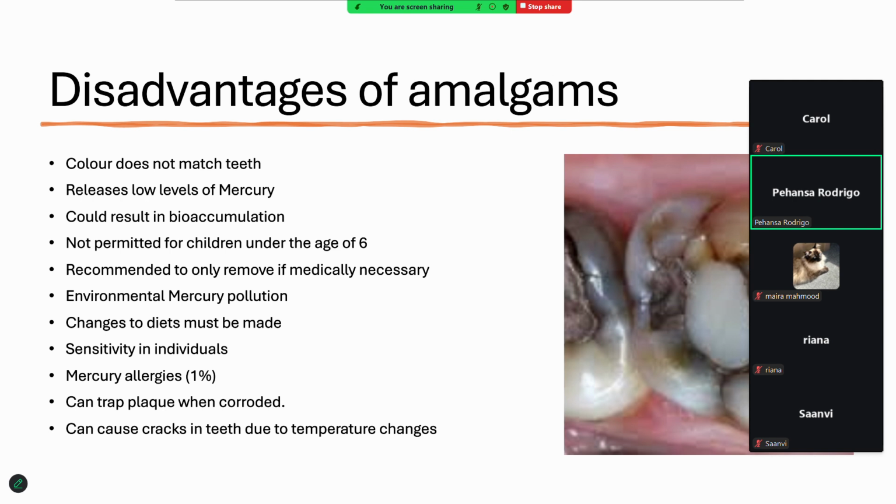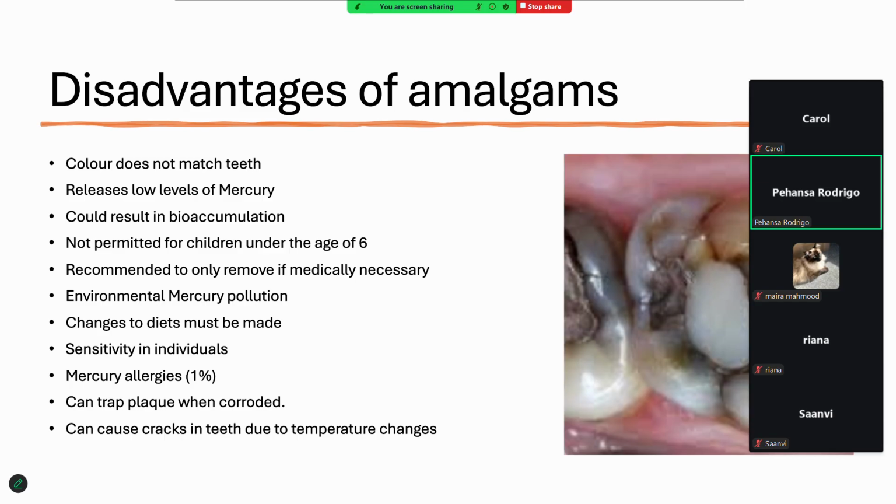When you get an amalgam filling, there needs to be changes in the diet as bacteria can get under the filling and cause decay, and so reduction of dietary sugars is needed, and it also requires to be brushed twice a day with fluoride toothpaste. Some individuals experience sensitivity. However, most of it is caused by mercury allergies, which is only 1% of the world, and can be fixed by just the removal of the amalgam fillings.